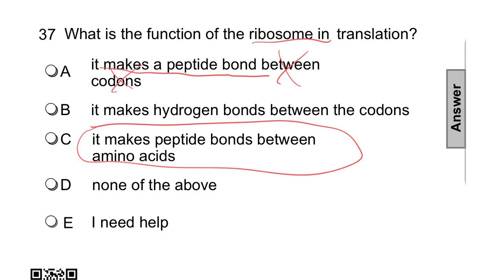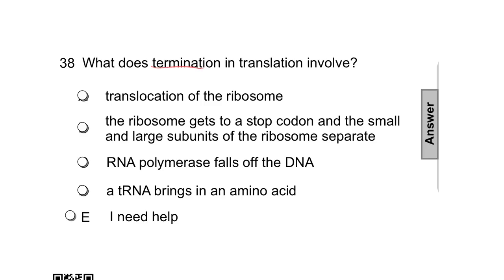codons on the mRNA. Where does termination in translation occur? Translocation of ribosome? No, translocation means shifting positions on the mRNA. That's happening all the time as new amino acids are added. The ribosome gets a stop codon in small and large. Yeah, that's true.